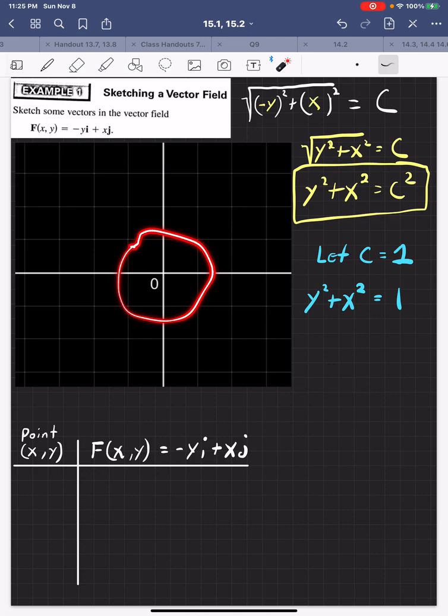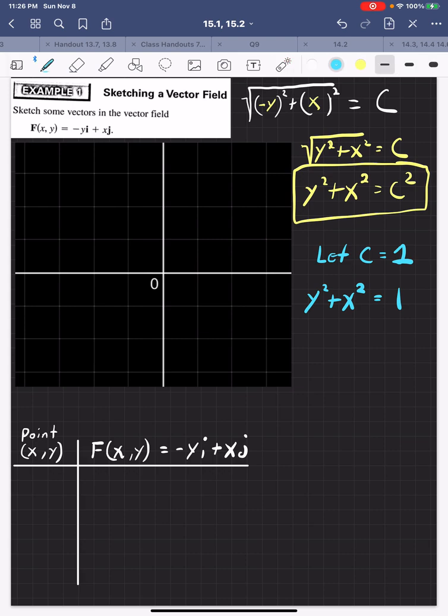obviously there's an infinite amount of points that we could plot our vectors at, but let's just choose some easy points to work with. So we're going to choose (0, 1), (0, negative 1), (1, 0), (negative 1, 0). These are the 4 points we're going to get. If you don't mind, give me 4 vectors of distance 1.